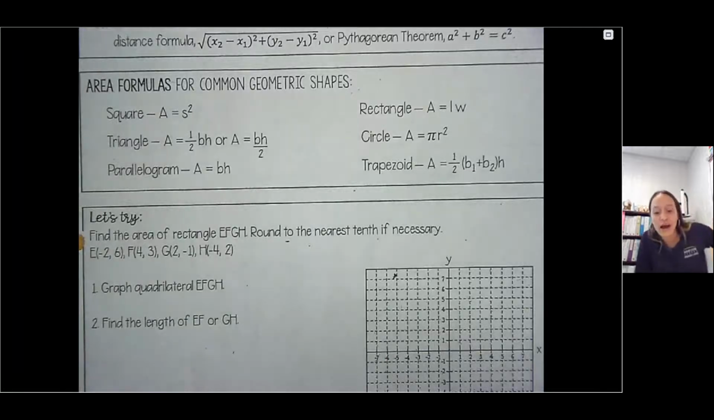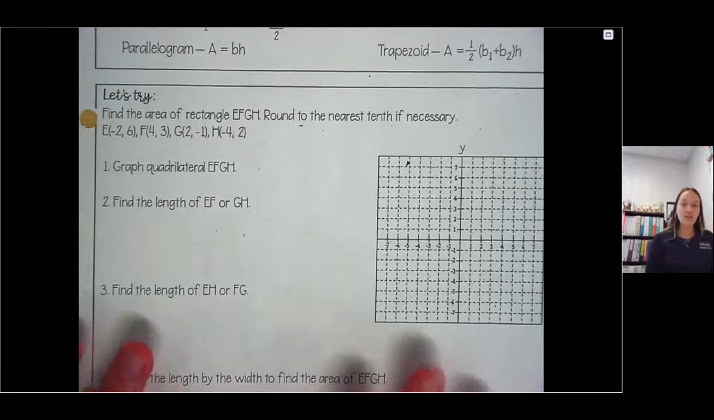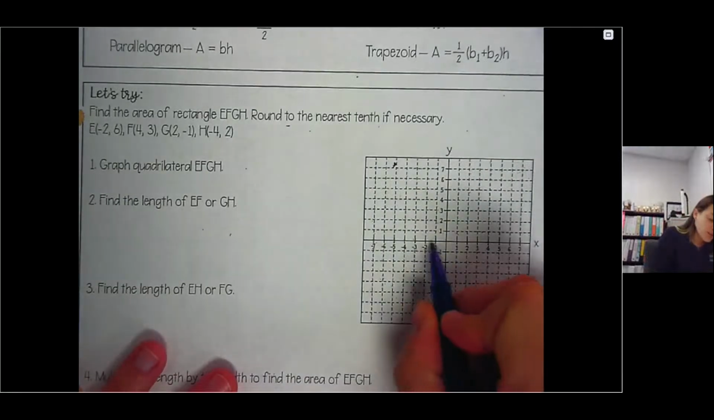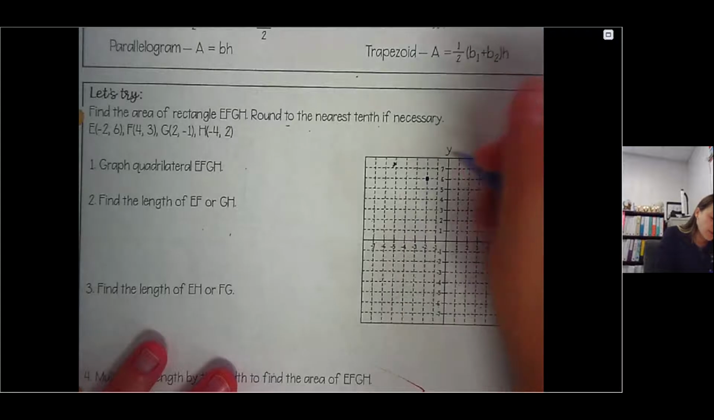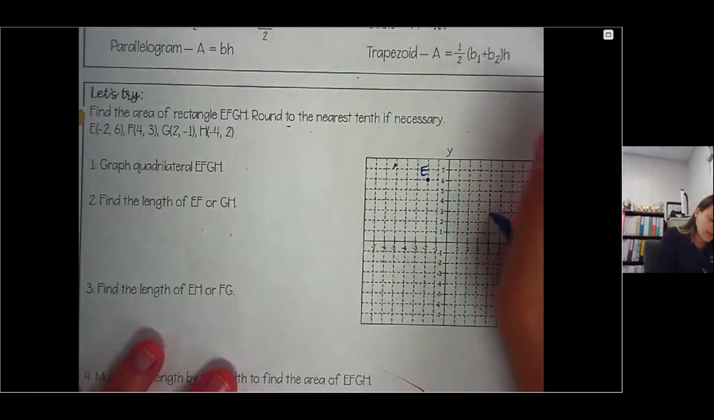All right, let's try to find the area of the rectangle that is given there for us. So first thing we're going to do, just like before, we're going to graph this bad boy. So again, remember the first number tells you left or right. The second number tells you up or down, and then label your points. So take a sec.